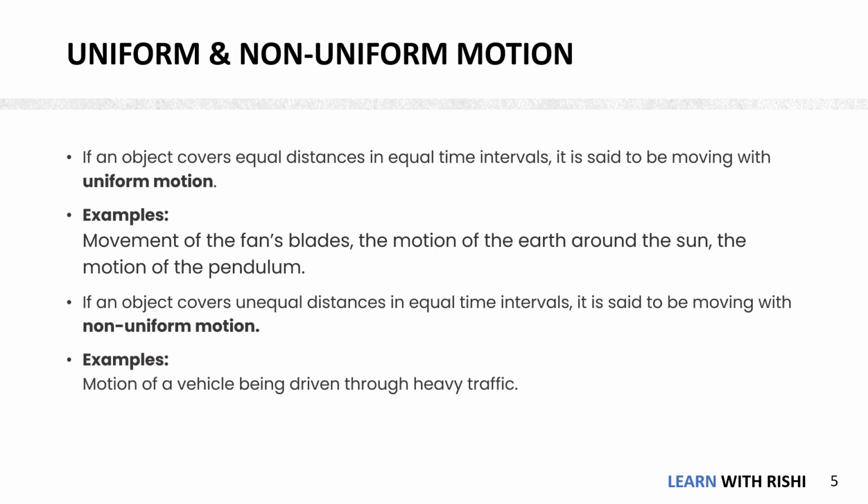Now the vehicle, sometimes it will travel at 25 kilometers per hour. So in 1 hour it will travel 25 kilometers. In another 1 hour it will travel 15 kilometers. So distances are not equal, but the time intervals are equal. This motion is known as non-uniform motion.